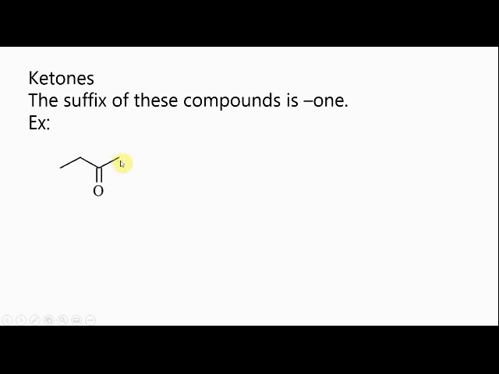And so again, we start numbering from the end closest to the carbonyl, so that's this end here. 1, 2, 3, 4. The carbonyl group is on the 2nd carbon, and so this becomes butan-2-one. This carbon chain here as well, we start numbering from the left because it's closer to the carbonyl group. The carbonyl is on the 3rd carbon. There's a methyl group on the 4th carbon, so it would be 4-methyl. 1, 2, 3, 4, 5, 6, 7, 8. So 4-methyloctan-3-one, sorry.